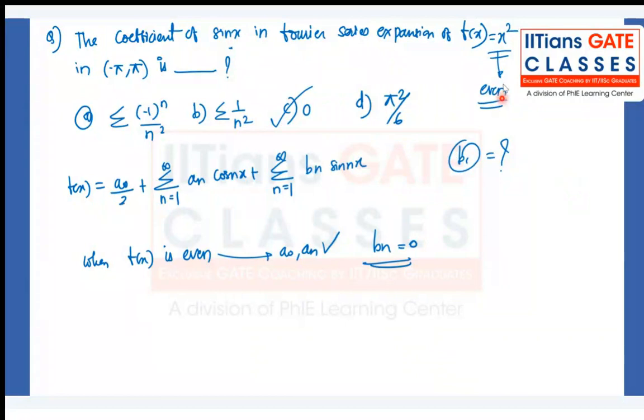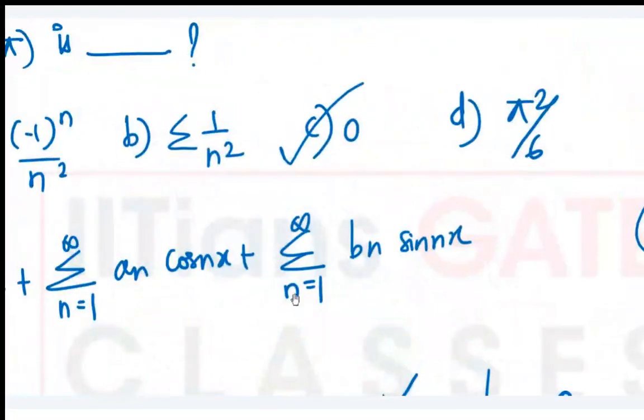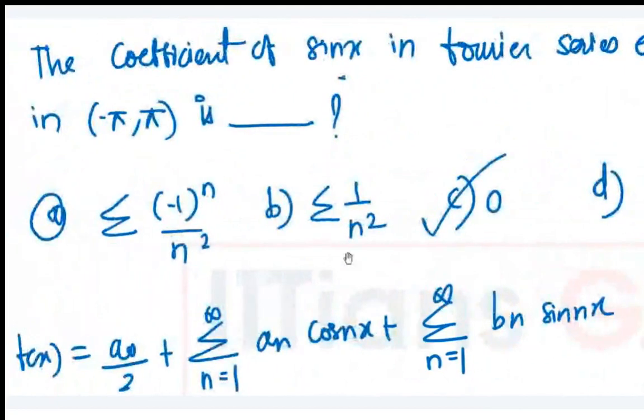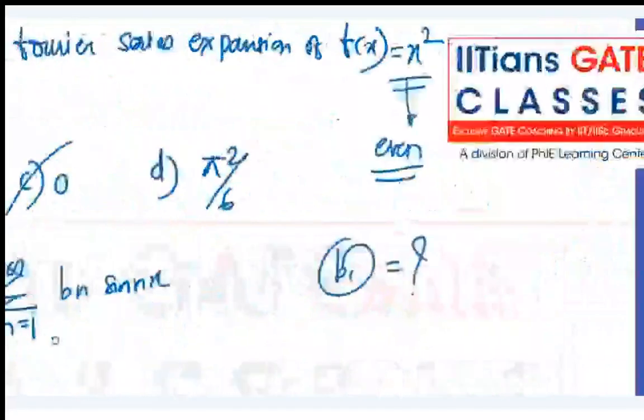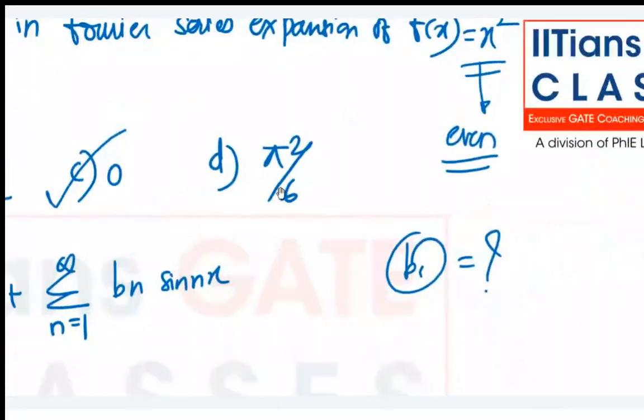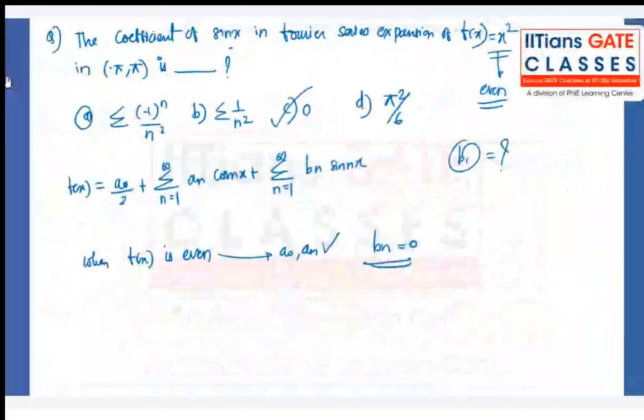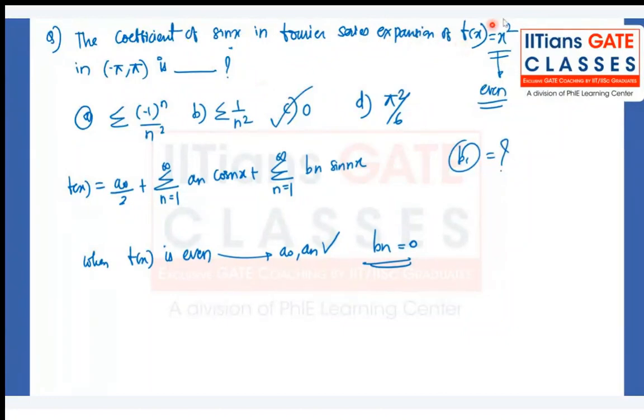The coefficient of sine of nx in the Fourier series expansion of f of x is equal to x square. Okay. Write it down. Question: the coefficient of sine of nx in the Fourier series expansion of f of x is equal to x square in the interval minus pi to pi. Very good question.